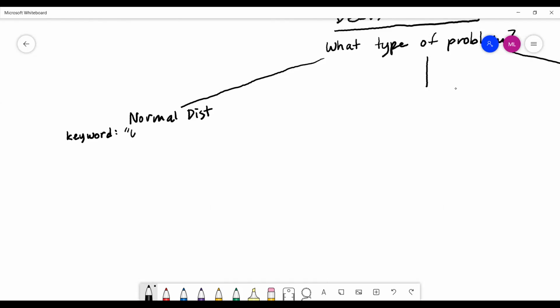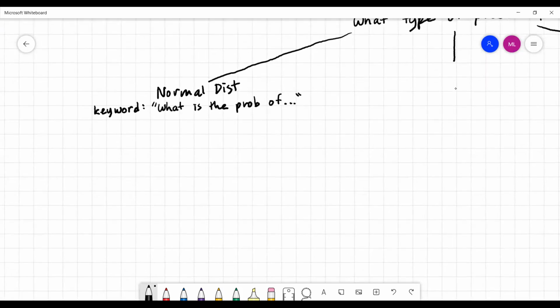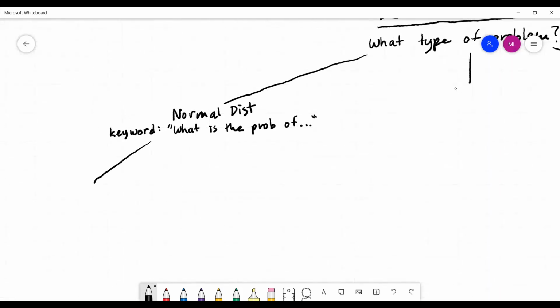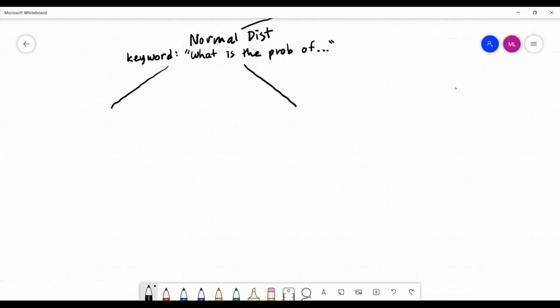They will say, what is the probability of some event? They want you to give them the probability. We basically did this in 2 subcategories under this. I'll break it up into situations where we were dealing with a single individual versus a question about a sample mean.